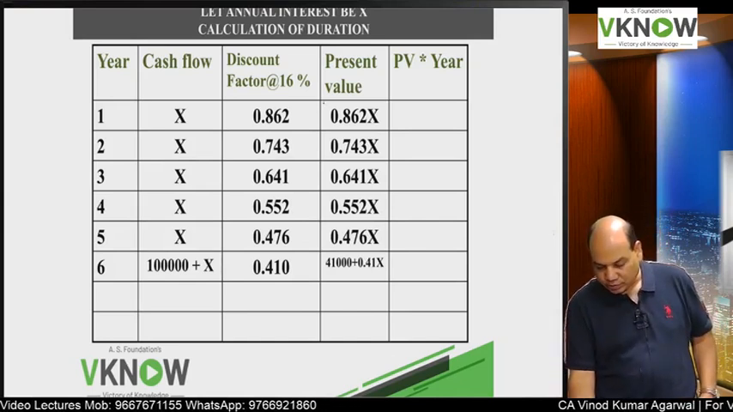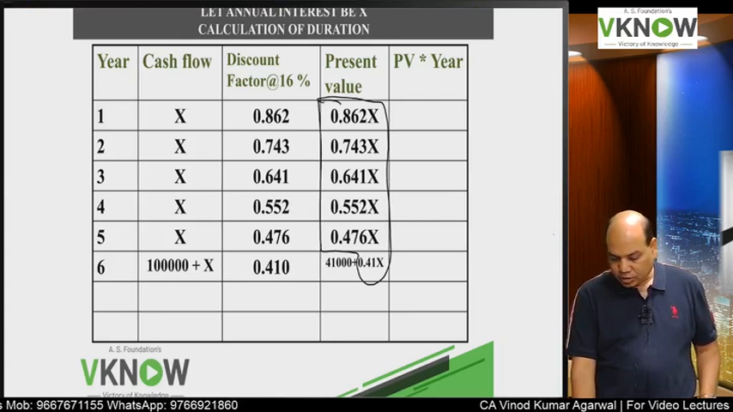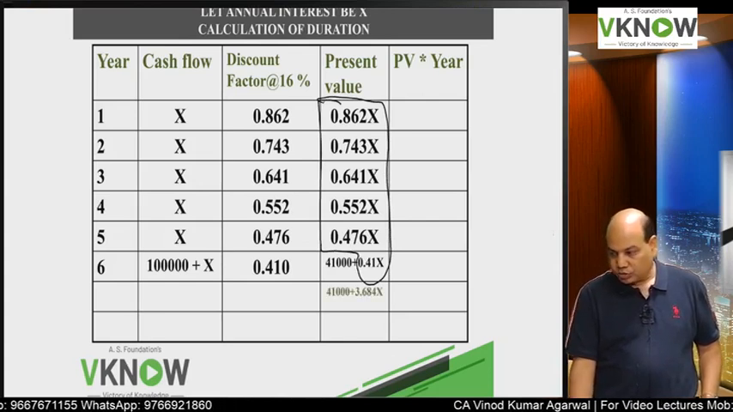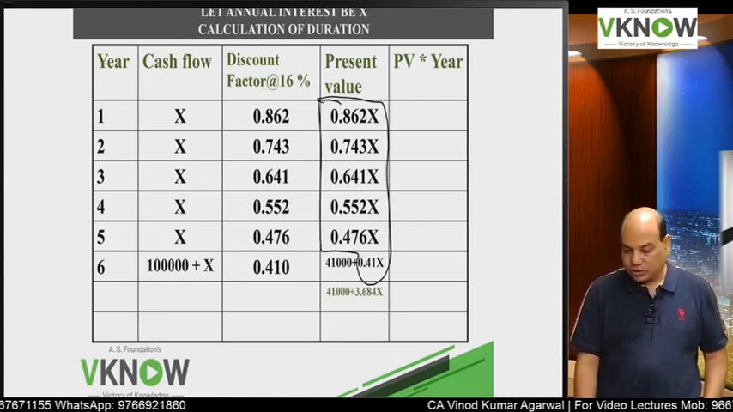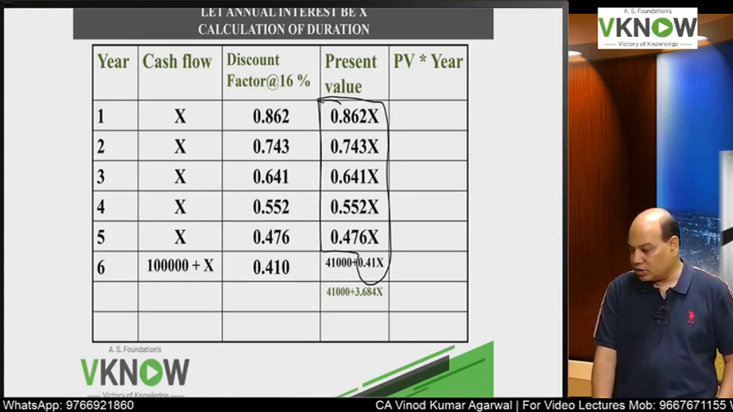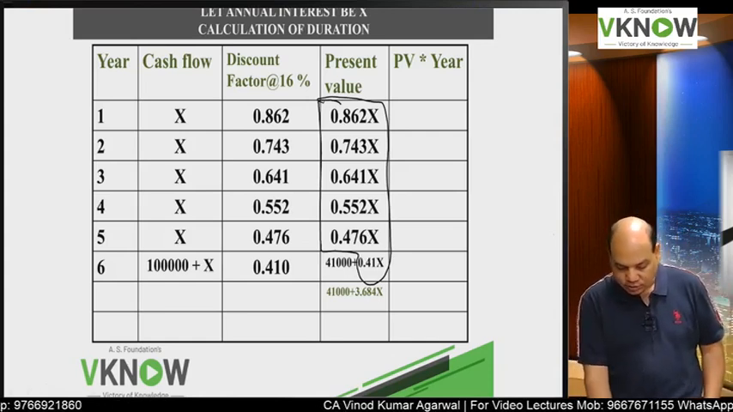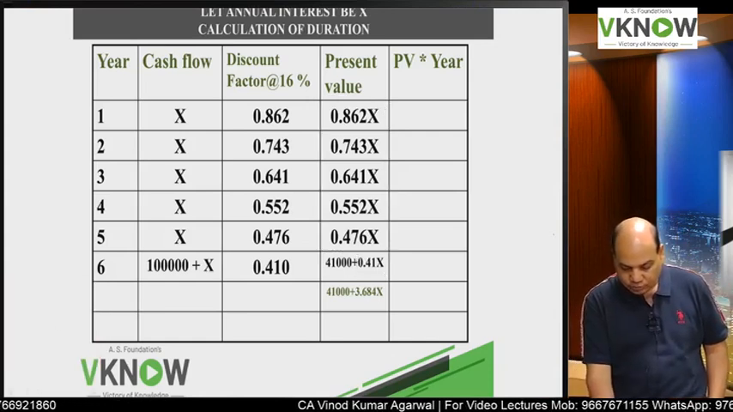Maybe in the last minute of the exam you will not be able to understand how to solve in the given time slot. Now you take the total of all these numbers which have X in it and write the total below. So the total comes to 41,000 plus 3.684x. Check the answer, 3.684x.